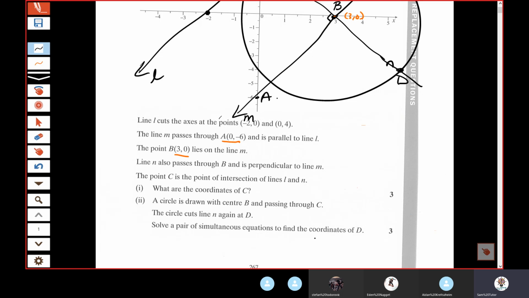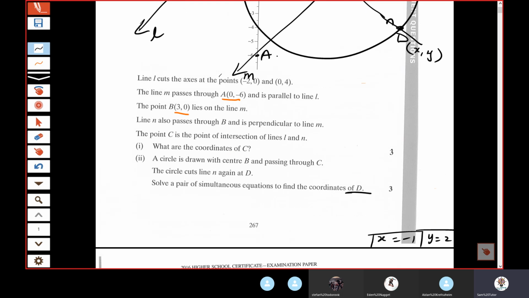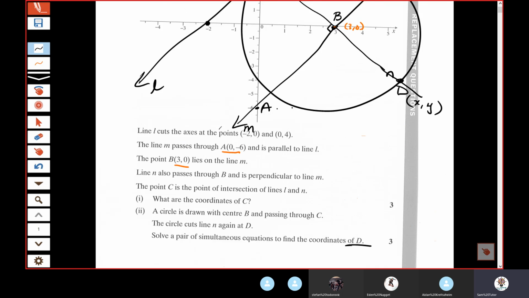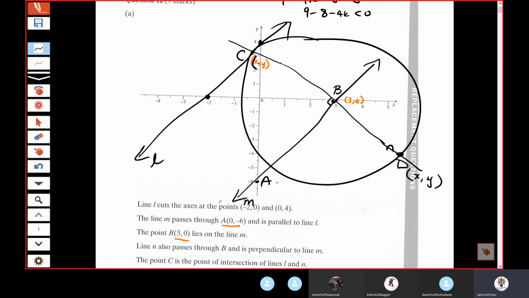Solve a pair of simultaneous equations to find the coordinates of D now. To find D, D is now X and Y. Well, C is negative 1 and 2, we have this one here. What do you know straight away once you know that it passes through negative 1 and 2? What can you find out? The radius. You need to be able to find the radius of the circle, of course.